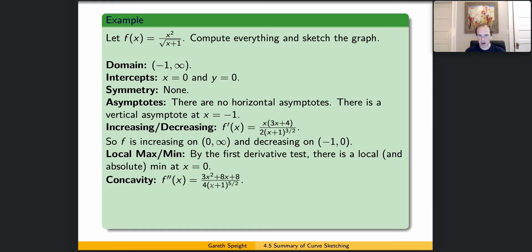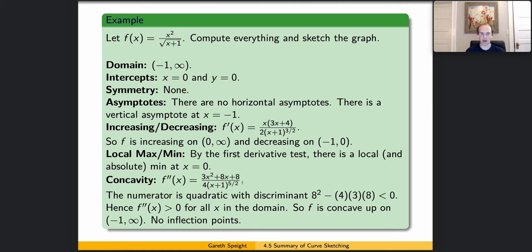Similarly, the denominator, since x is bigger than minus 1, is always positive. So actually, f double prime is always positive. F is concave up on the domain minus 1 to infinity. And since it's always concave up, the concavity doesn't change, so there are no inflection points. Okay, so this is everything we talked about very briefly for this one example.